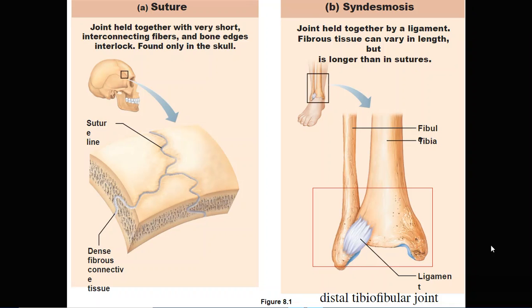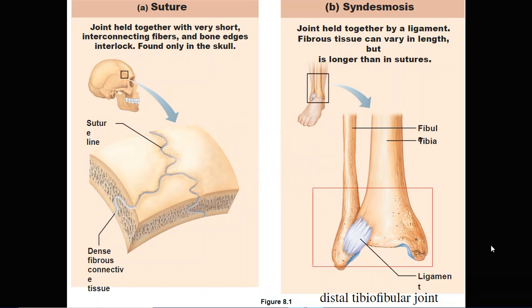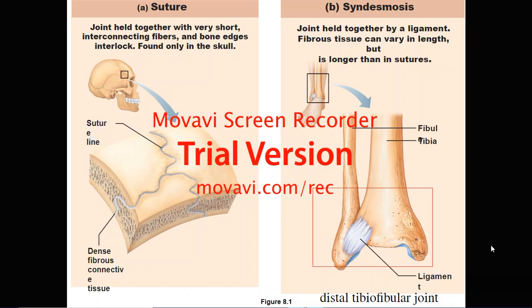And again, it's longer than sutures, because sutures are the shortest. But it's still relatively short. So at this position, essentially, it's going to be immobile. But if you also have a ligament that connects your ulna and radius bones together, all right, in your arm, and essentially in your forearm, that ligament is actually longer. Okay, so that allows for more movement in your forearm between your radius and your ulna.